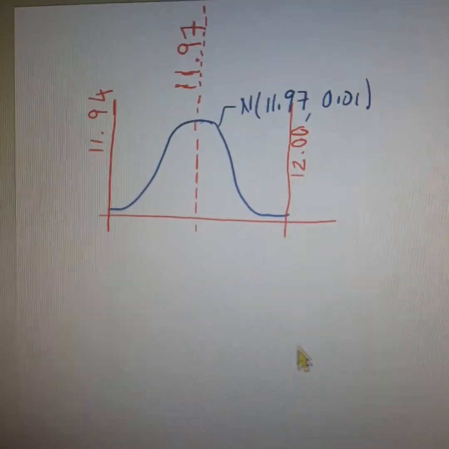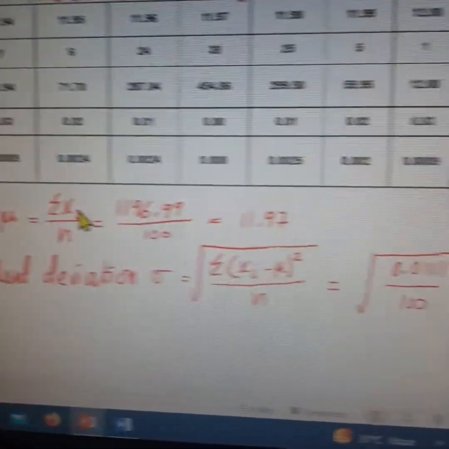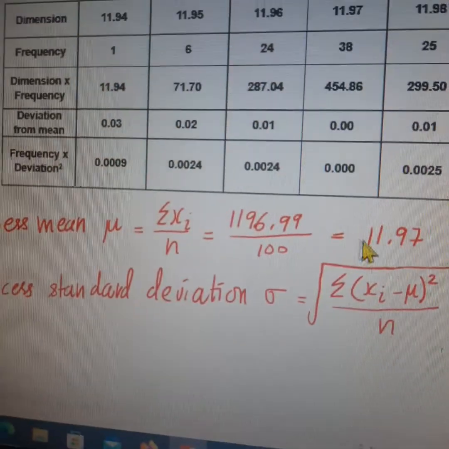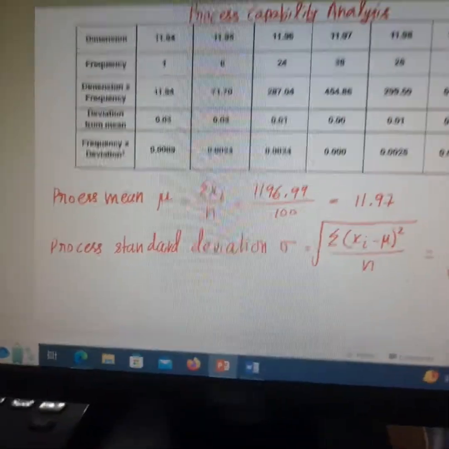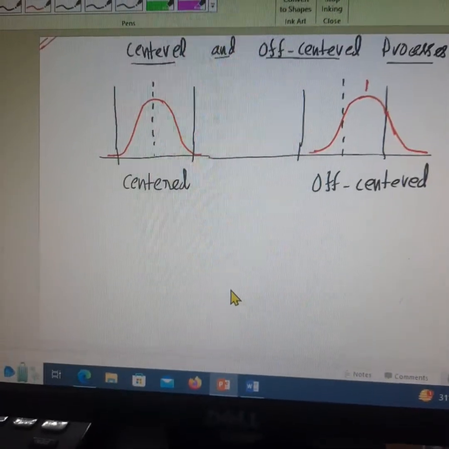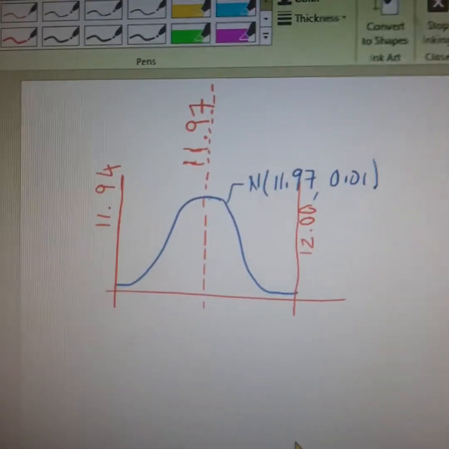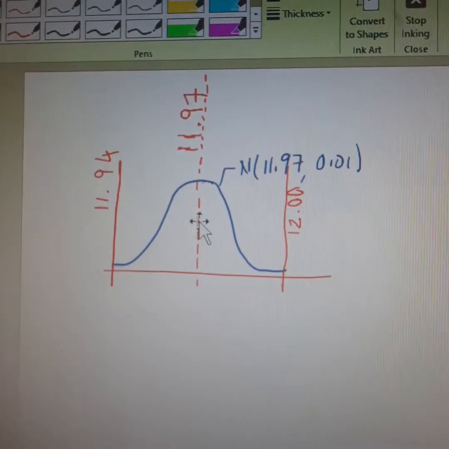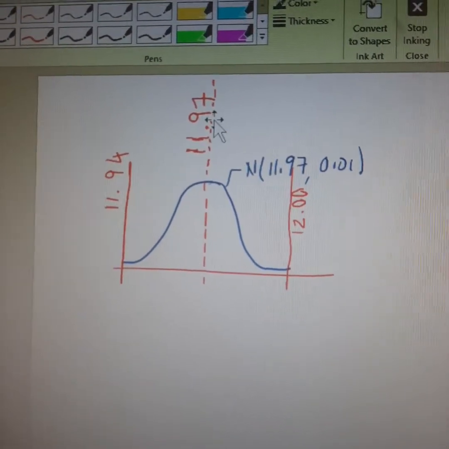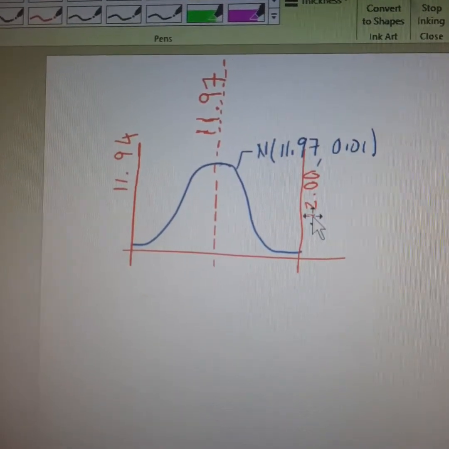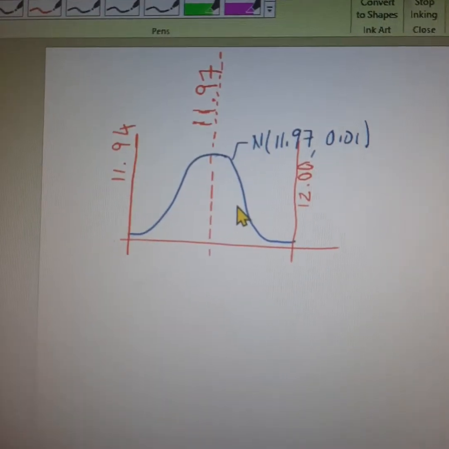We arrived at a process mean of 11.97 from this table. Am I right? Yes. The process mean is 11.97. The process standard deviation is 0.01 for this example. So you look at this graph. The process mean is 11.97. The drawing mean is the middle value of USL and LSL. It is also 11.97. Both are identical, so the process is centered.